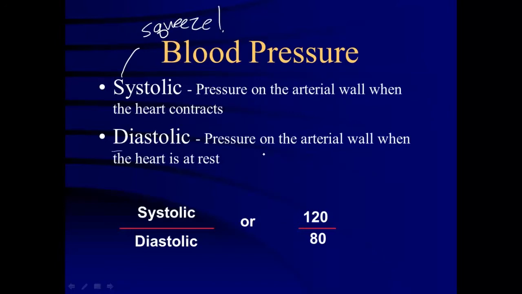Diastolic is the other one. It's the pressure on the arterial wall when the heart is at rest. So it's reported as the systolic number, which is higher, over the diastolic number, which is lower, or 120 over 80. This is kind of your typical normal for adults.